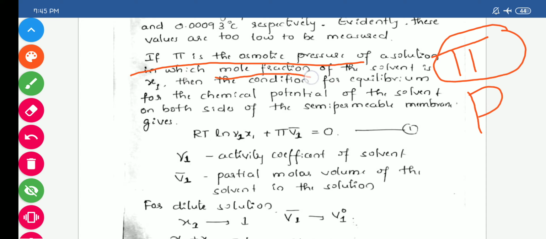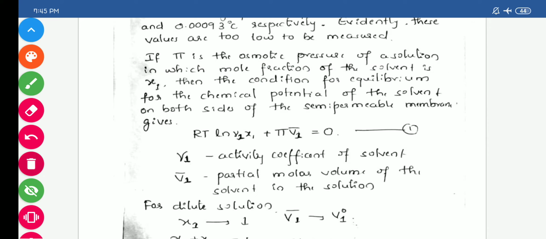Here the pressure of a solution in which the mole fraction of the solvent is x1. Mole fraction, you already know that one. What do you mean by mole fraction? This comes in second PUC itself.